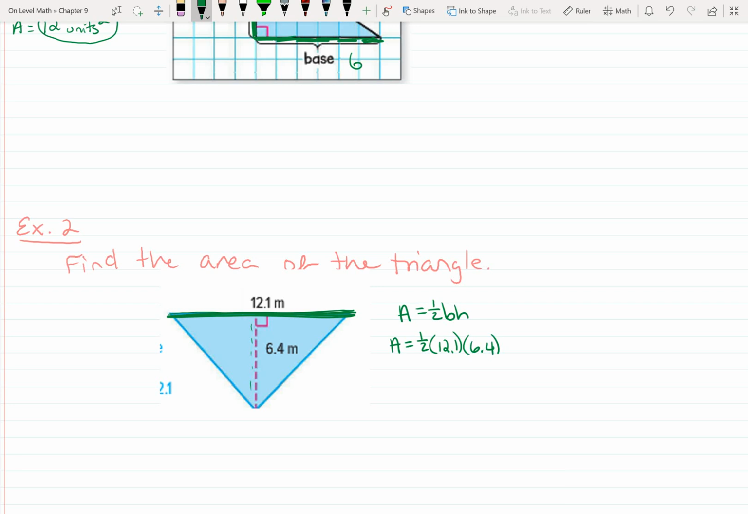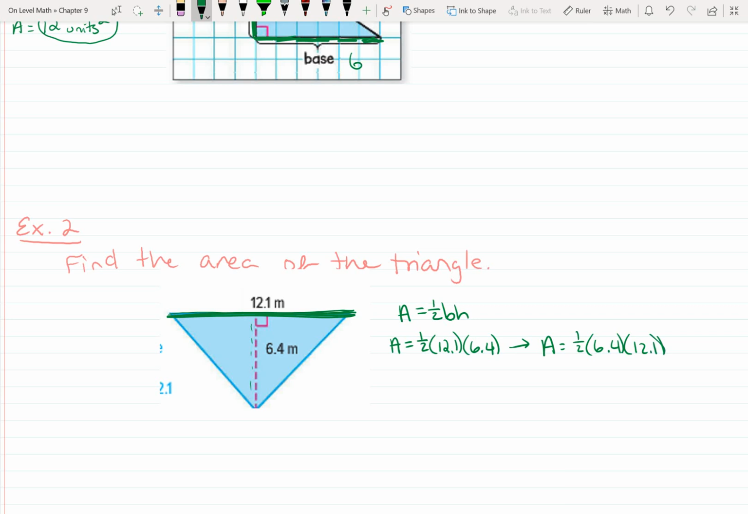Now I'm looking at these two numbers, 12.1. I can't easily cut that in half. I don't know half of that right off the top of my head necessarily. But 6.4, I do. Half of 6 is 3. Half of 4 is 2. So it's 3.2. So I'm going to rearrange this. I'm going to allow myself to use the commutative property and say 1/2, instead of multiplying it by 12.1 first, I'm going to multiply it by 6.4 and then 12.1.